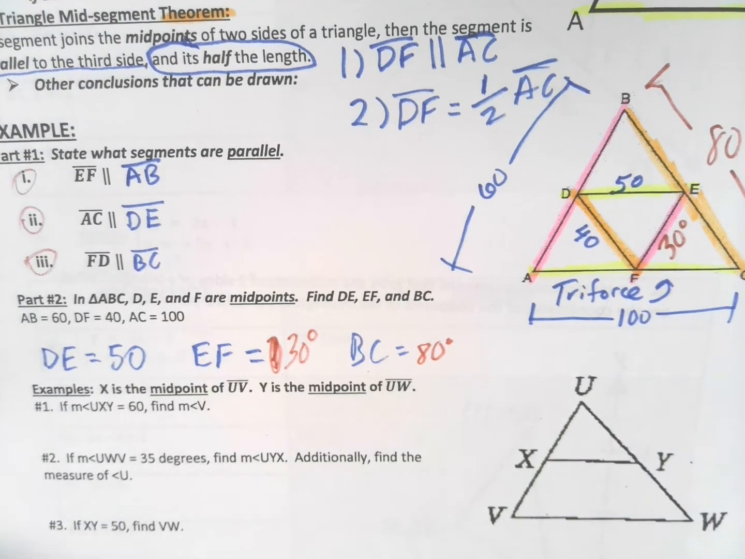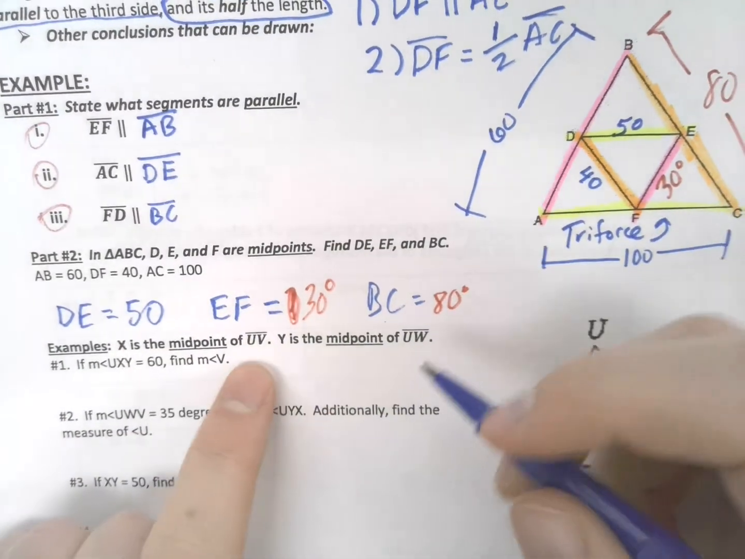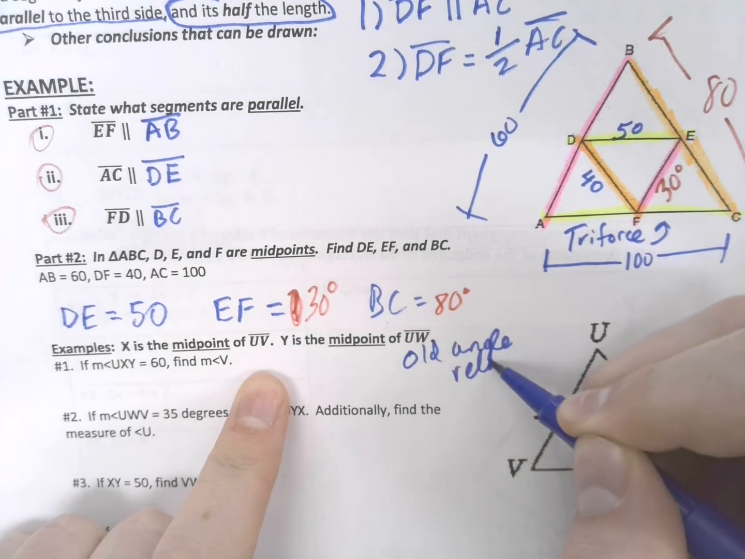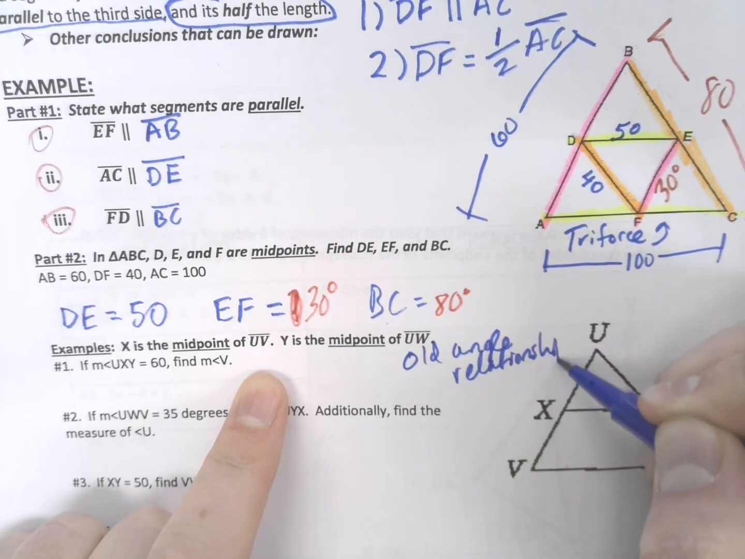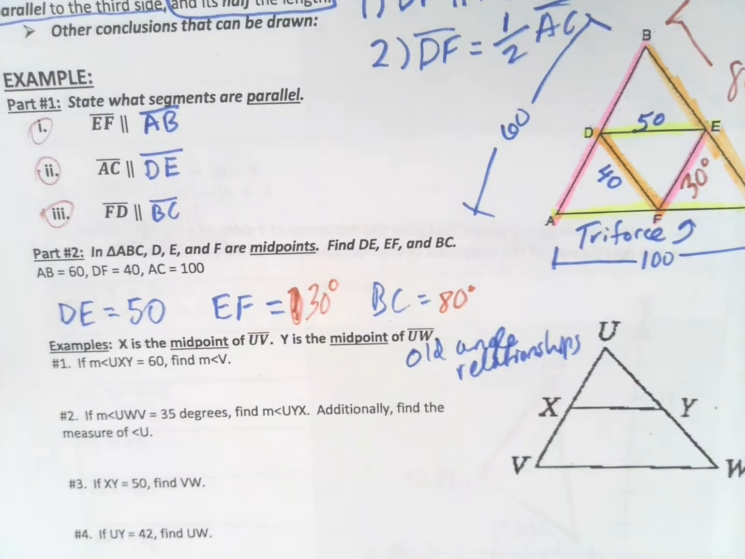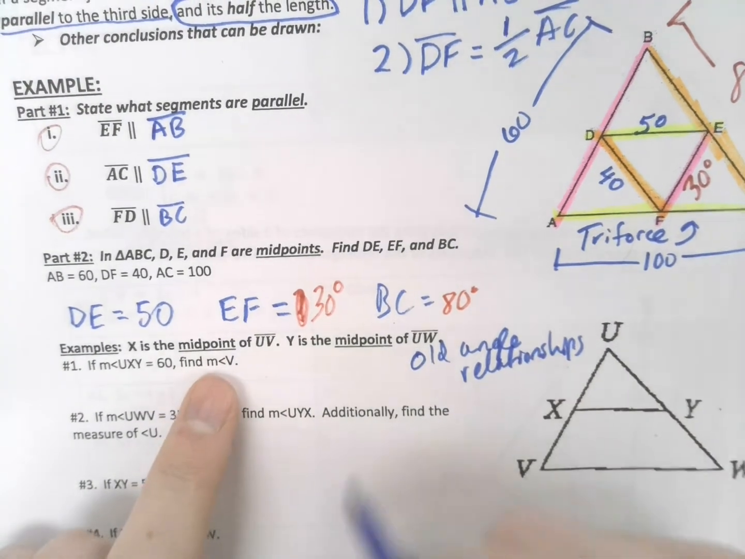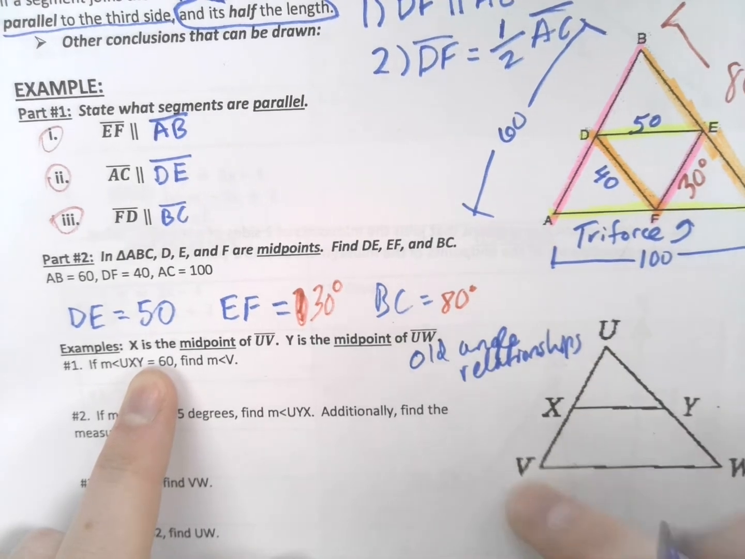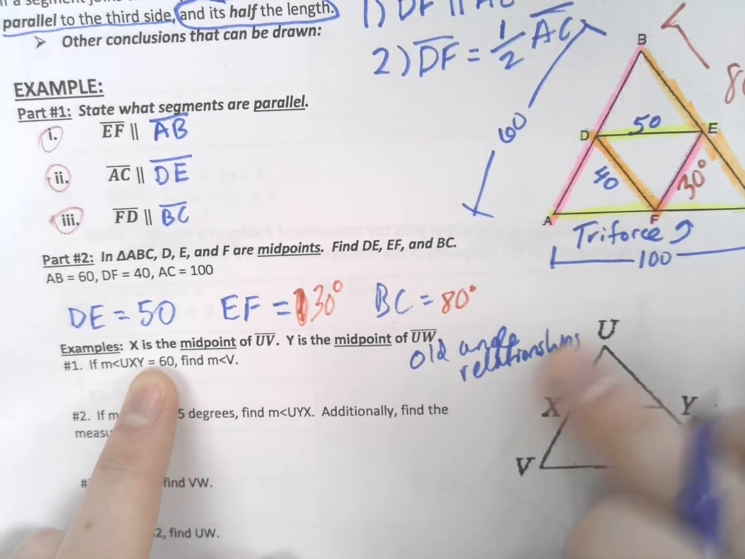Yeah. Now here's where we're going to get to throw it back a little bit. We're going to get to work with some old angle relationships here. Check it out. This is going to be back to like the chapter 2 days. A little bit of chapter 3. So we're told, here's our new triangle. We got UVW, and then we got UXY up here too.